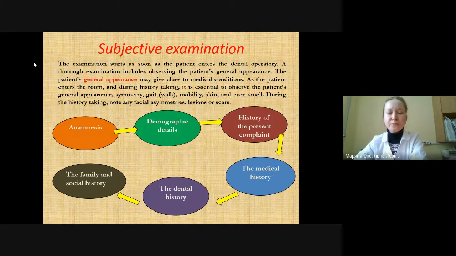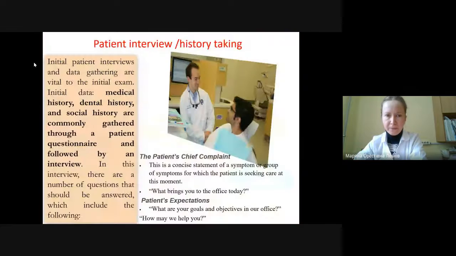Subjective examination falls into such categories. At first comes anamnesis, after that, collecting of demographic details, history of the present complaint, collecting of medical history, dental history, and family and social history. Initial patient interview and data gathering are vital to the initial examination. Initial data such as medical history, dental history, social history are commonly gathered through the patient questionnaire and followed by an interview. In this interview, there are a number of questions that should be answered, which include the following.